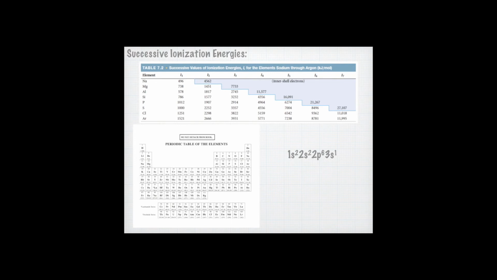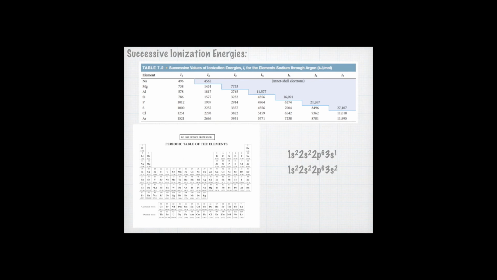Now, after I remove that first electron, if I go and try and remove a second electron, at that point I'm removing electrons from the inner shell of electrons, which experience more attraction to the nucleus, are closer to the nucleus, and therefore it's going to be a lot harder to do. And so if you notice from I1 to I2, there's a huge jump in ionization energies.